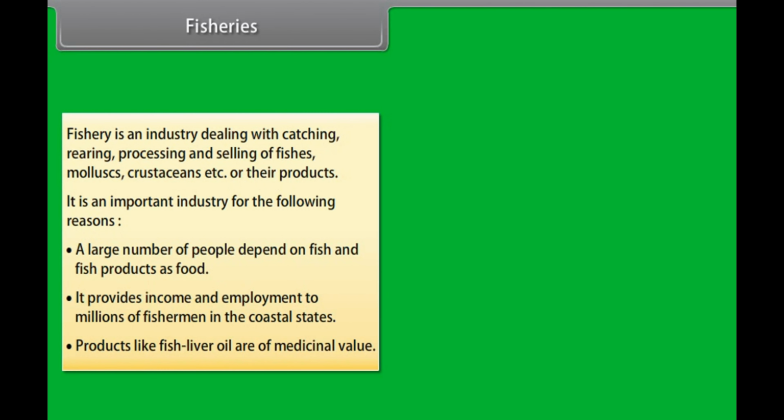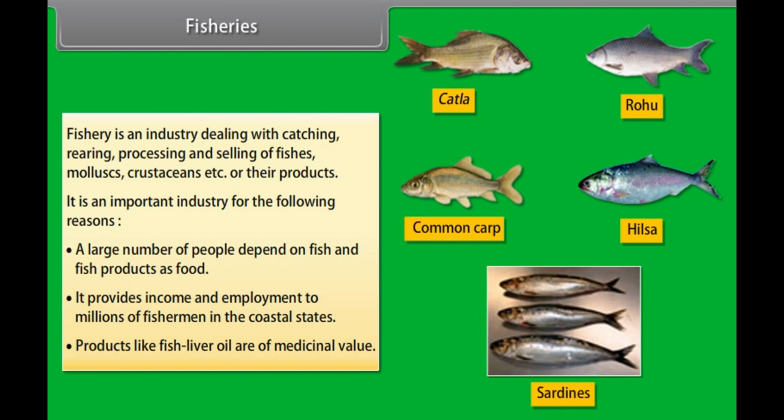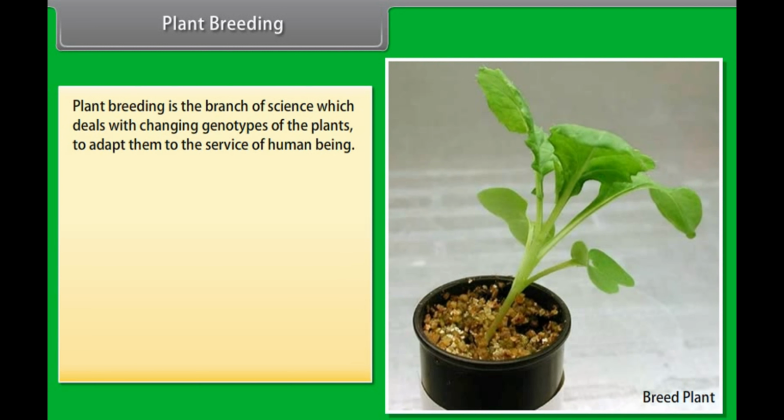Some common freshwater fishes are catla, rohu, common carp, etc. Some common marine fishes are hilsa, sardines, etc. Plant breeding. Plant breeding is the branch of science which deals with changing genotypes of the plants to adapt them to the services of human beings.